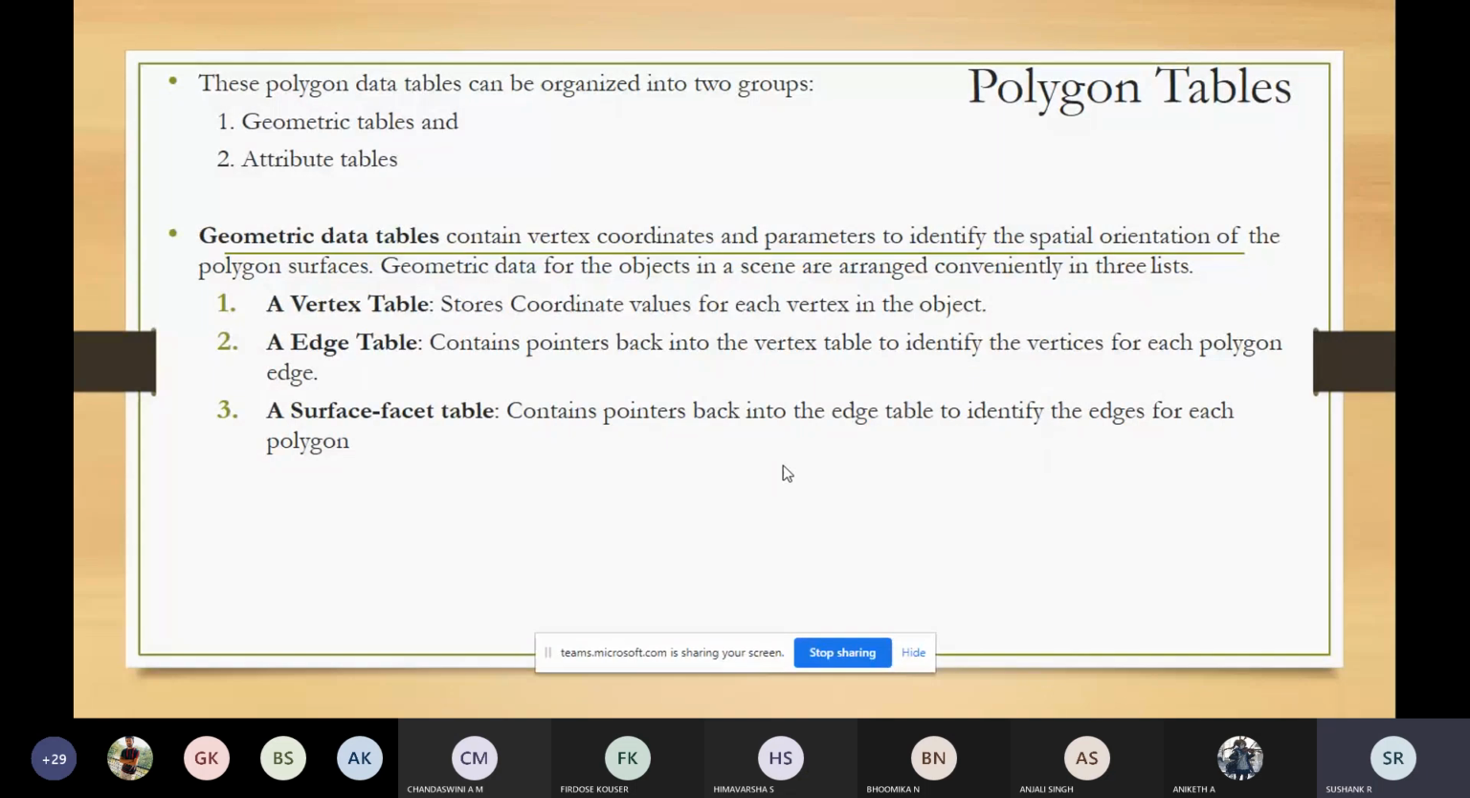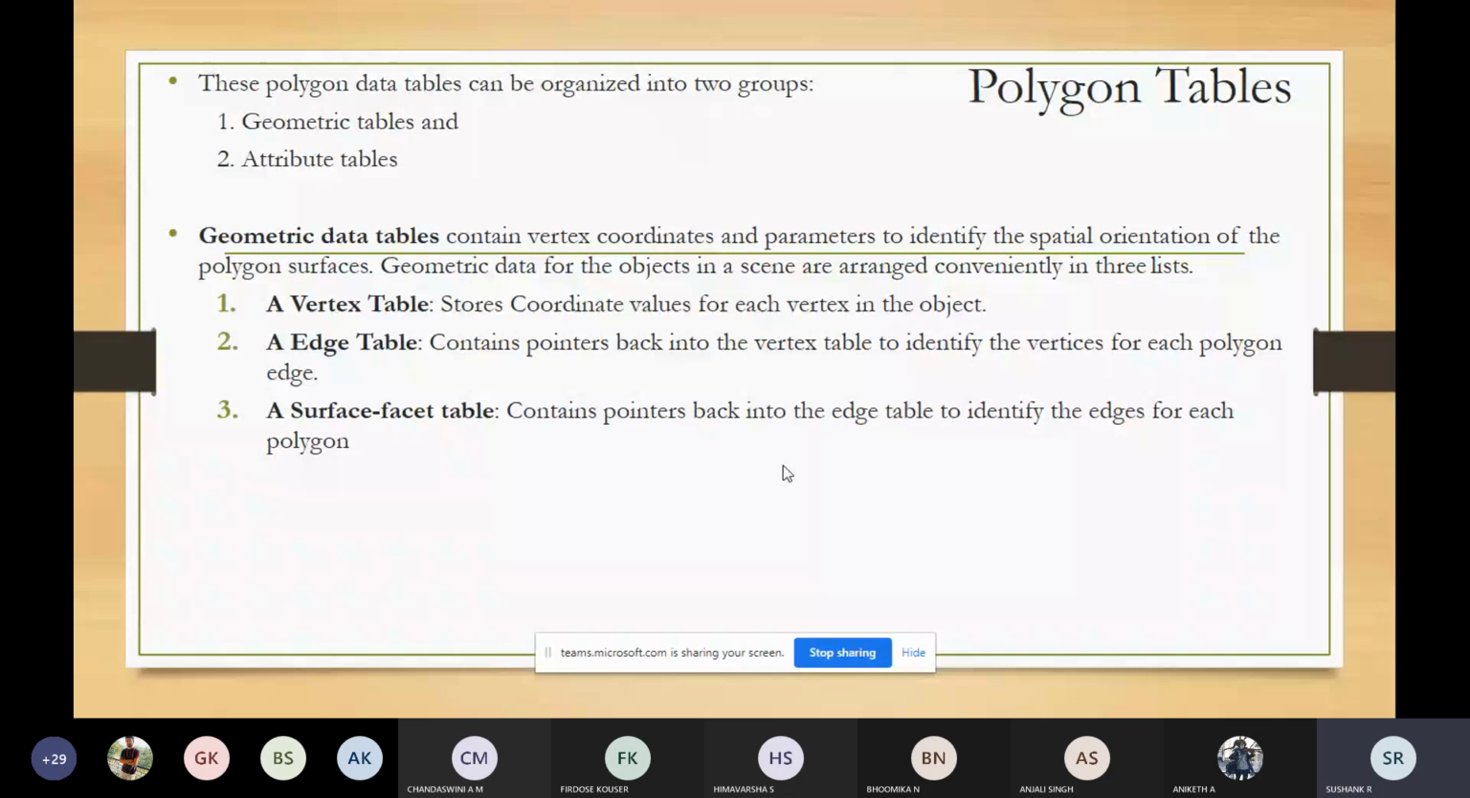The vertex table will consist of all the vertices that belong to that polygon. The edge table will consist of all the edges which belong to that polygon, and the surface table consists of the faces of that polygon, the list of vertices which will form the faces. So these are the things which we studied.